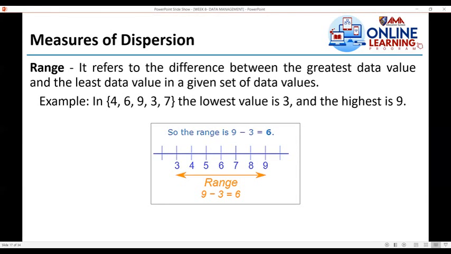The range is simply the difference between the highest data value minus the lowest data value. In this case, the highest data value is 9 and the lowest data value is 3. Hence, the range is 9 minus 3 is equal to 6.